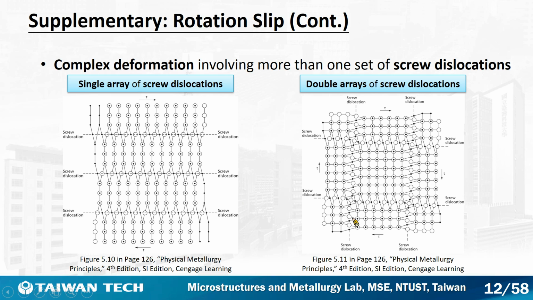And you can see here, this is about the rotation slip. We have two conditions. This is the single array of screw dislocations. This is the double array of screw dislocations. And actually, if you look closer at these two pictures, you will know that it involves complex deformation, and it will involve more than one set of screw dislocations. So I think I will just leave the slides here, but this is just supplementary information for you.